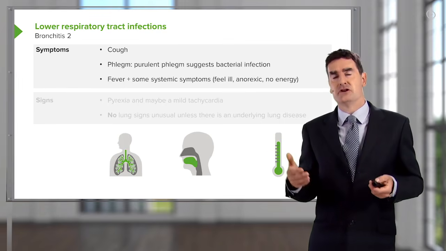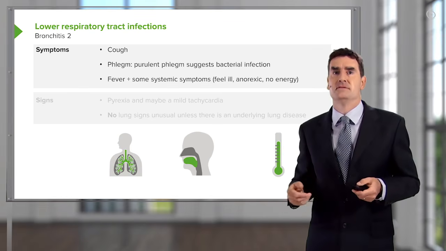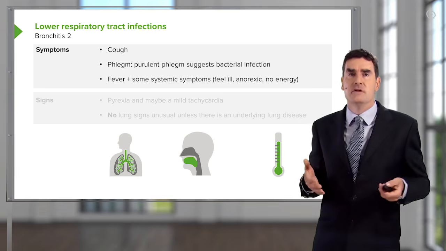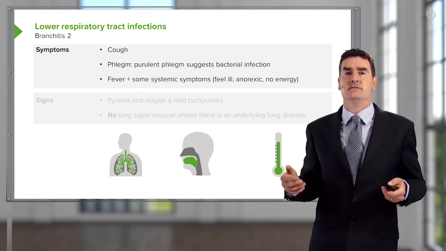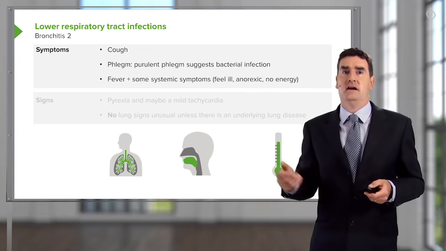So the symptoms, if you have a tracheobronchitis, are that you have cough and you have phlegm production. As I said, purulent phlegm tends to suggest a bacterial infection. And again, it's an infection, so you get some systemic symptoms. You have a fever, you feel unwell, you go to bed for a couple of days or so.